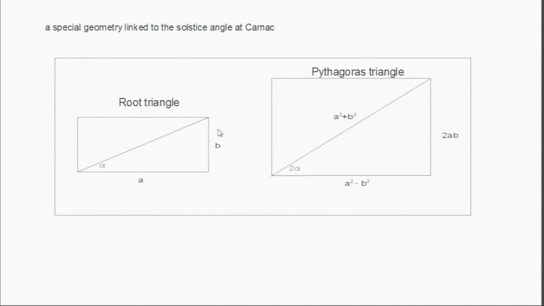And so in other words, if I take the triple square, then I have 1 here and 3 here. Okay? And the Pythagorean triangle which comes from that, we obtain by these formulas. So I multiply 2ab here, a squared minus b squared there, and a squared plus b squared there, and that gives me the Pythagorean triangle. And the angle is systematically doubled.